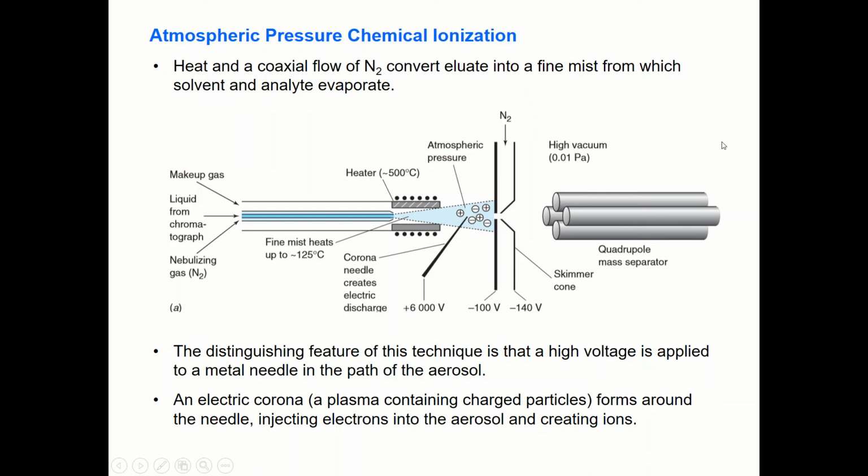Another type of ionization is atmospheric pressure chemical ionization. As the name indicates, it operates under atmospheric pressure. Let's look at this figure. Here, heat and a coaxial flow of nitrogen. This nitrogen converts the eluate into a fine mist from which solvent and analyte evaporate.